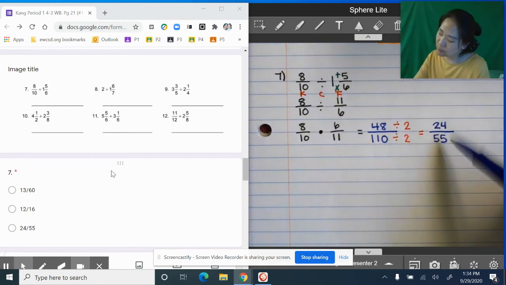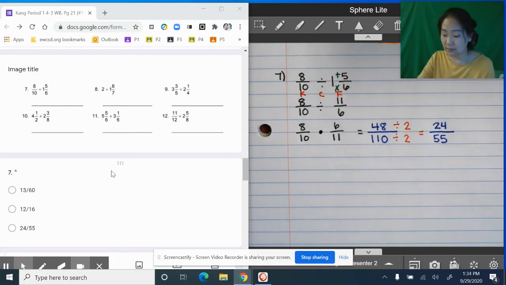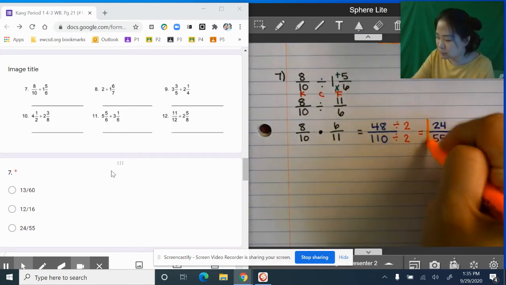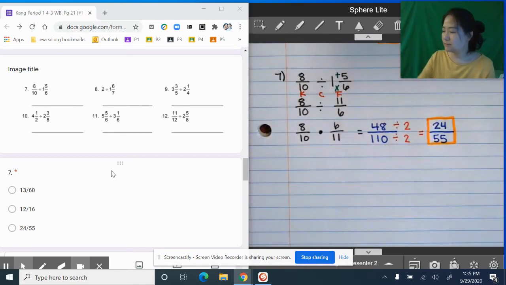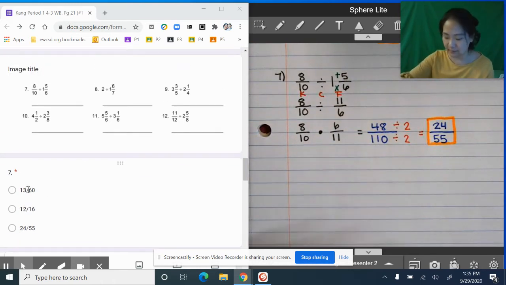So then you think for a moment, is there any other common factor? There's no common factor other than 1. So that's it. The answer is 24/55. And if you take a look, there's the answer right here, so you know you did it correctly.